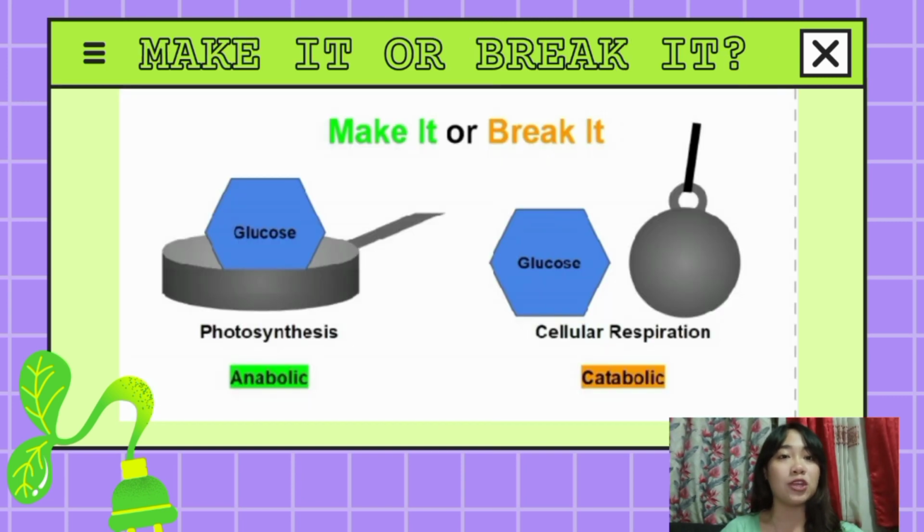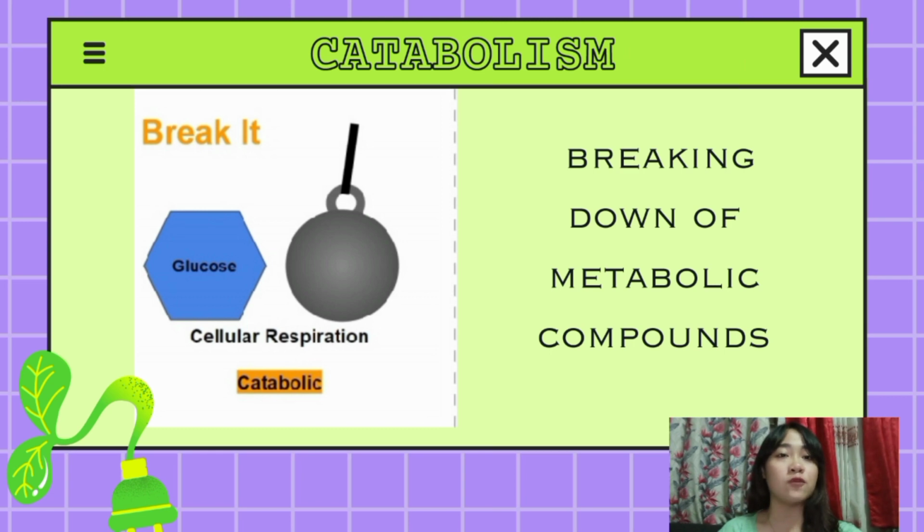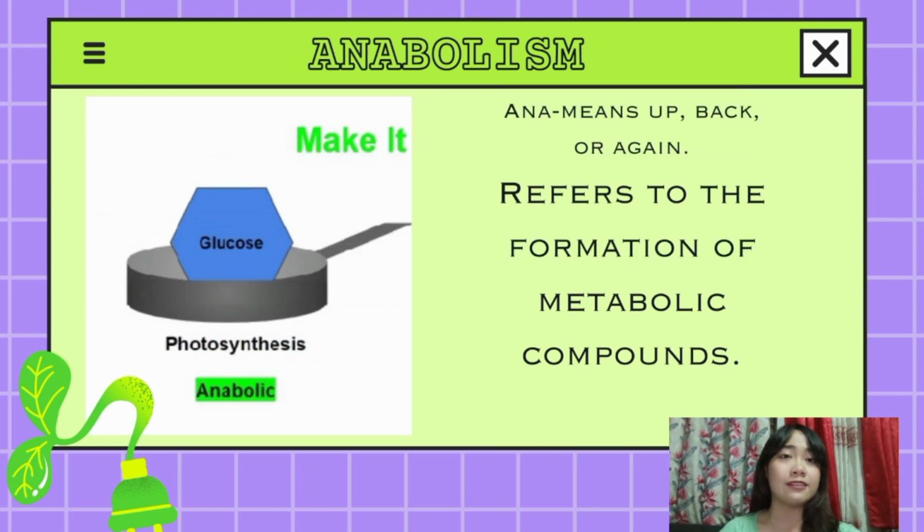Metabolism comprises two major parts, catabolism and anabolism. The first one we will discuss is catabolism. The prefix kata means to break down or downward, while bolism means to change. Catabolism is the set of metabolic pathways that breaks down molecules into smaller units that are either oxidized to release energy or used in other anabolic reactions. It is the part of the metabolic process that breaks down large, complicated molecules into smaller ones in order to produce energy.